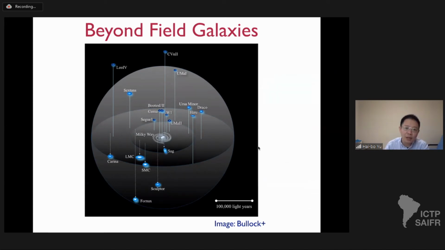So let's move on to think about satellite galaxies of the Milky Way. These are systems which are different from field spiral galaxies. Here you see the blue blobs; each blob represents a dwarf galaxy of the Milky Way. They are evolving inside the tidal field of the Milky Way.